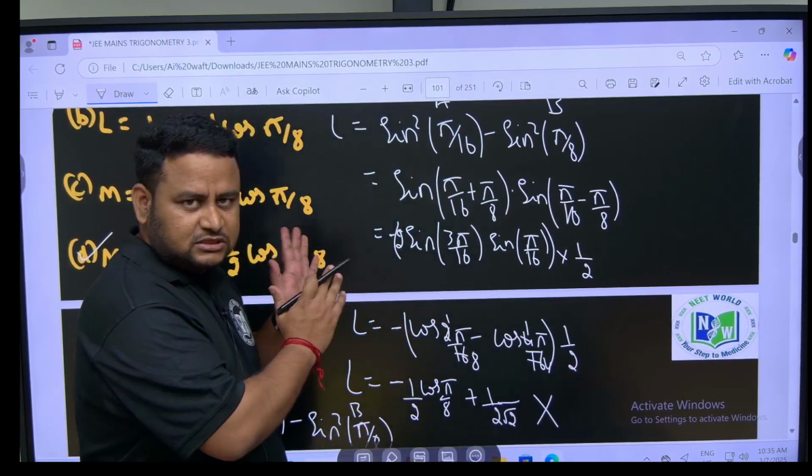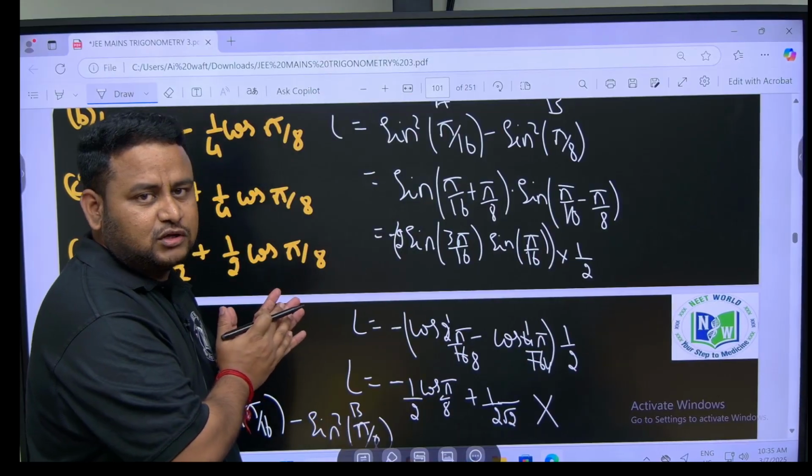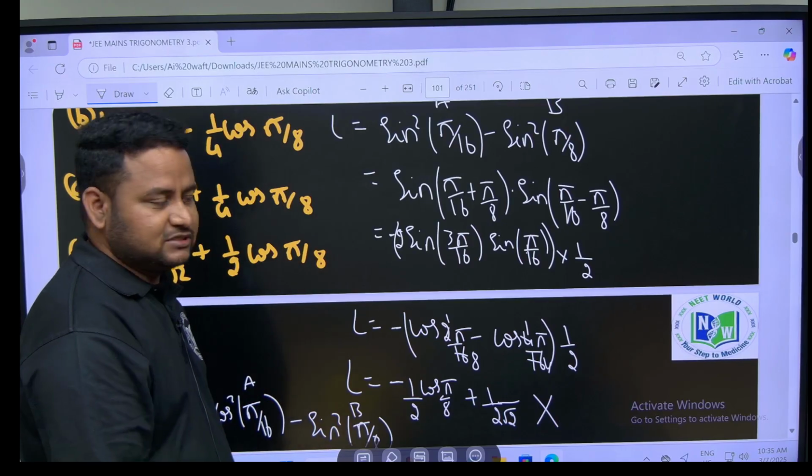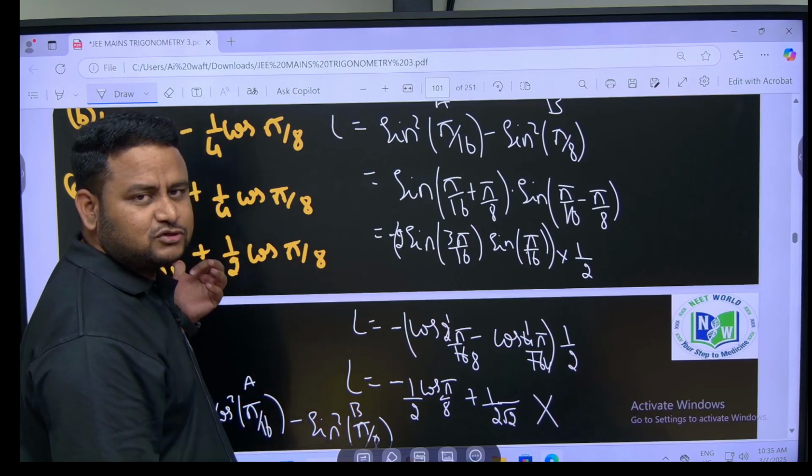Just because you got some value in L, don't go for that option. You have to check for the sign also, whether it is having plus, minus. So be careful, friends. So when you check for M, we got it as option D.